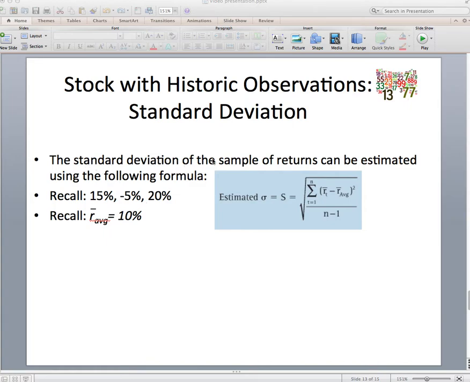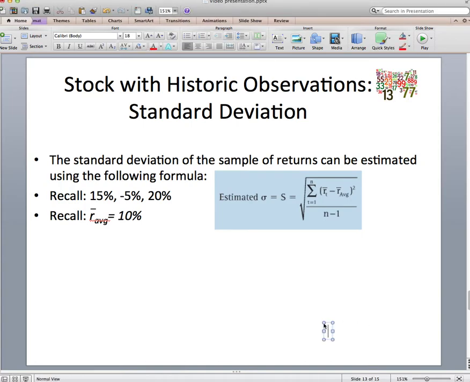Standard deviation of the sample returns can be estimated using the following formula. We're going to use this case where we had 15% one year, negative 5% the second, and 20% the third, for an average of 10%. To calculate the estimated standard deviation, or S, we take each of the instances, subtract the average, square it, sum those up, and divide by n minus 1. Here's how it would look for this case that we're talking about.